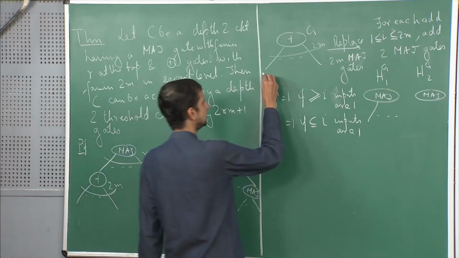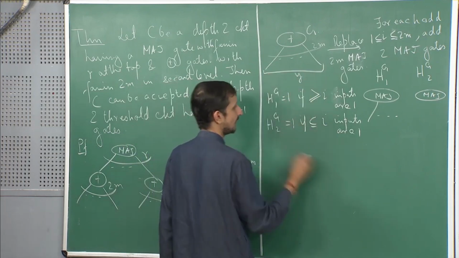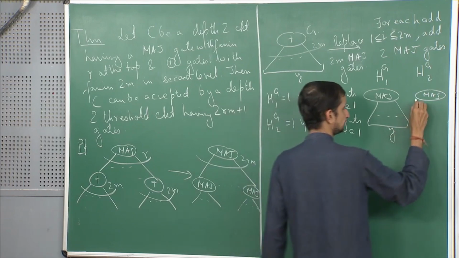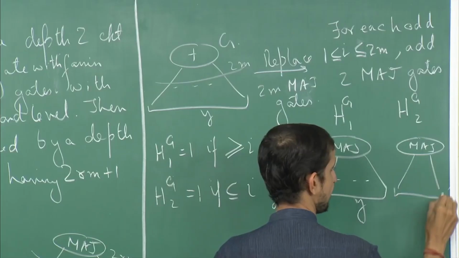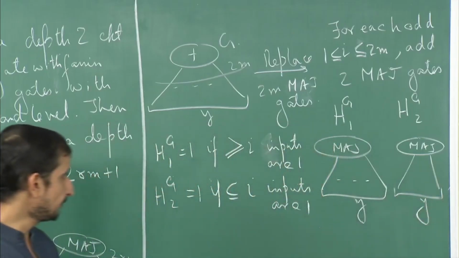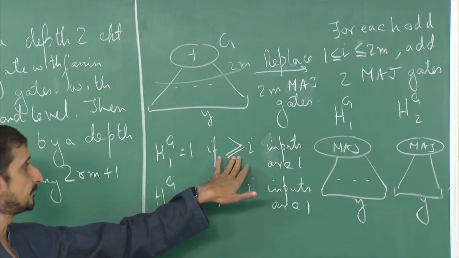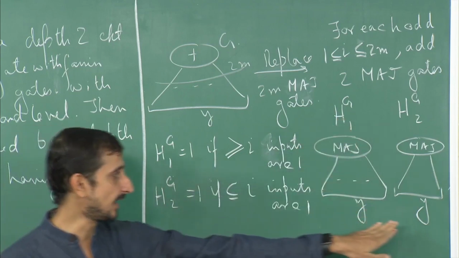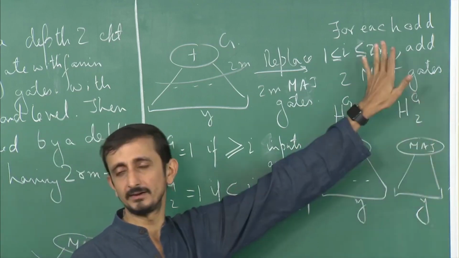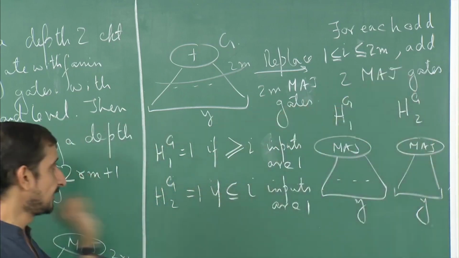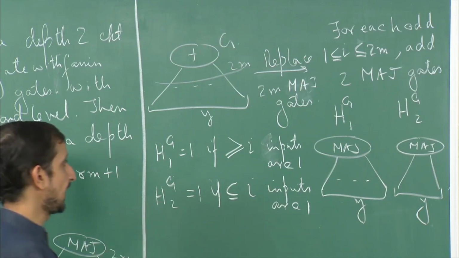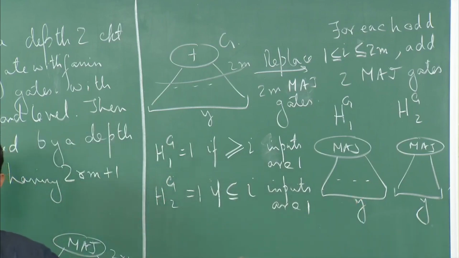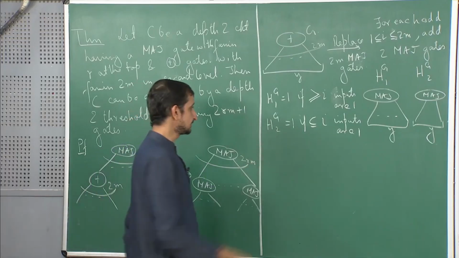Whatever is the input of this, let's call this some y. So this will also be y. This also has the same y. Now if at least i of the inputs of y are 1, then this gate accepts, and if at most i of the inputs here are 1, then this gate accepts. And I have 2m such gates. For each odd i I have 2 gates, so therefore I have a total of 2m gates. So what does this mean?